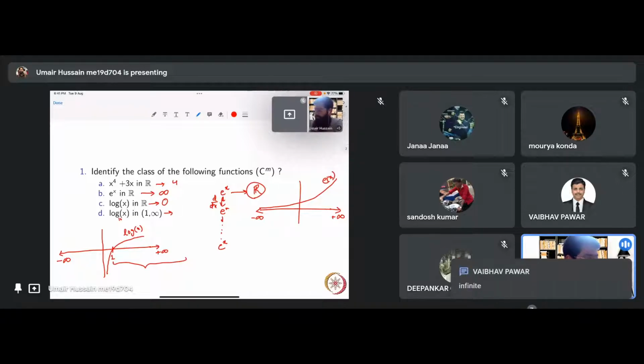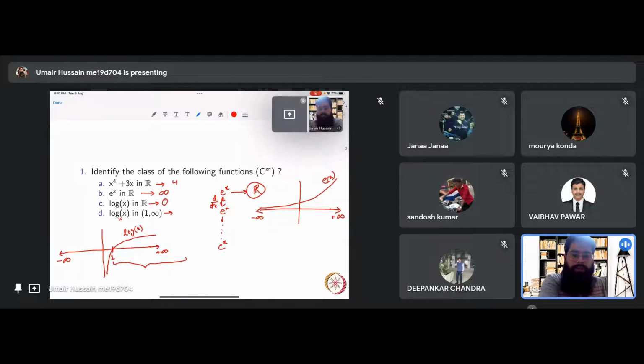This part that's part D, infinite. So we have to see how. So the first condition now is satisfied, right? It's defined in this domain, and so if we take first derivative, the function f is log x, so f dash is 1 by x, f double dash x is minus 1 by x square, and so on. But 1 by x, is it defined from 1 to infinity?